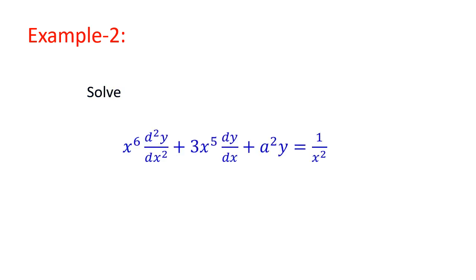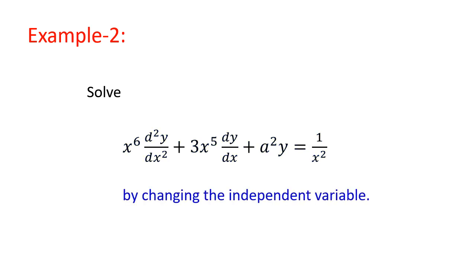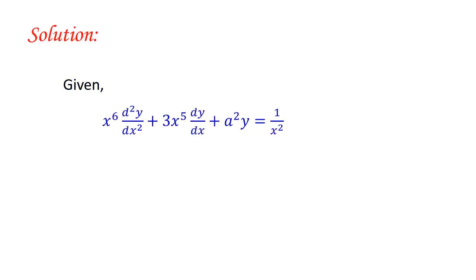Now, we shall consider another example. Solve x to the power 6 into d square y by dx square plus 3 into x power 5 into dy by dx plus a square y is equal to 1 by x square, by changing the independent variable. Okay, consider the given equation x to the power 6 into d square y by dx square plus 3 into x power 5 into dy by dx plus a square into y is equal to 1 by x square.